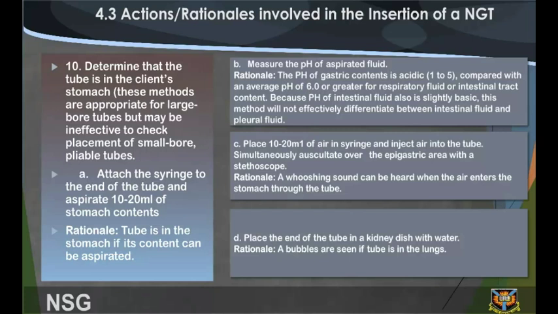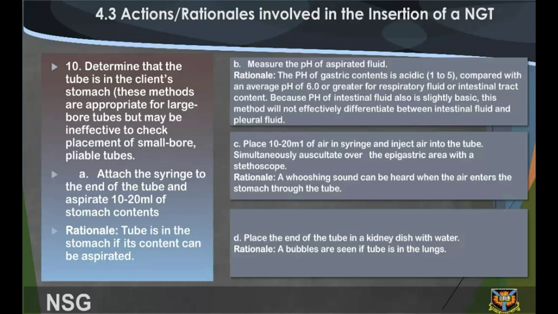Attach the syringe to the end of the tube and aspirate 10 to 20 ml of stomach content. Rationale: tube is in the stomach if its contents can be aspirated. Measure the pH of aspirated fluid. Rationale: the pH of gastric content is acidic, 1 to 5, compared with an average pH of 6 or greater for respiratory fluid or intestinal tract content. Because pH of intestinal fluid also is slightly basic, this method will not effectively differentiate between intestinal fluid and pleural fluid.